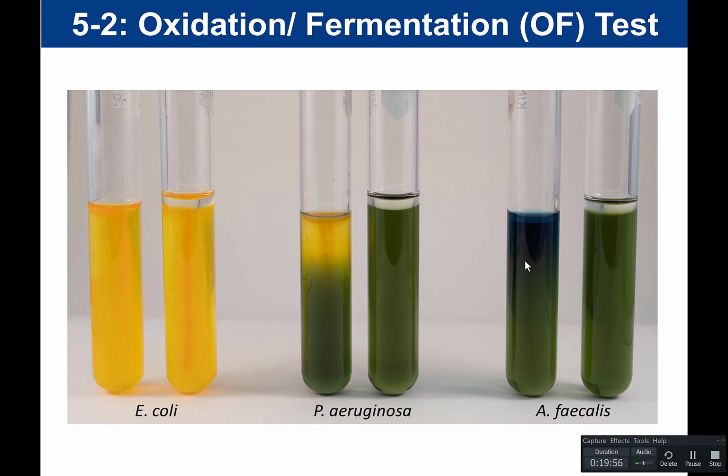Now again, you don't have to memorize the results for each organism, but if you were given tubes, you should be able to interpret those tubes. You should be able to tell me what it means if you see both tubes turning yellow. Or what does it mean if the aerobic tube turns yellow and the anaerobic does not, etc. So this would be your OF test and how you would analyze those results.